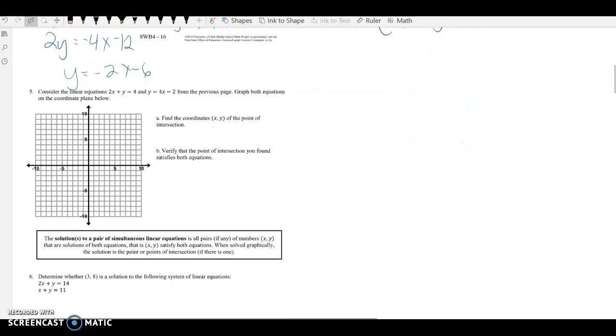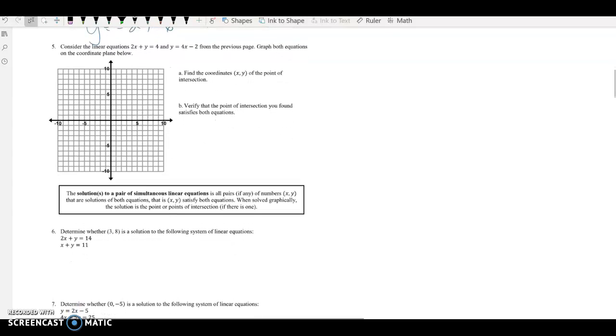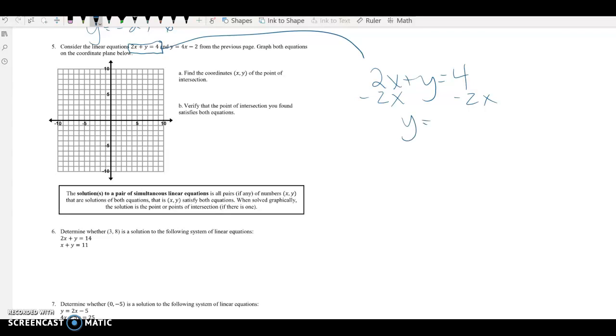So for number 5 down below, it says consider the linear equations 2x plus y equals 4 and y equals 4x minus 2 from the previous page. Graph both equations on the coordinate plane below. Well, I'm going to go ahead and circle this guy in blue. I need to put him in slope-intercept form. So I have 2x plus y equals 4. I'm going to subtract 2x on both sides to get y equals negative 2x plus 4.